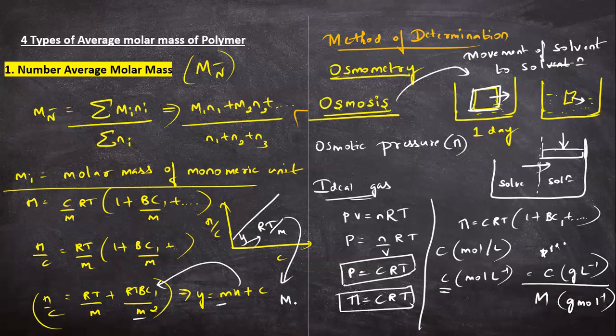This intercept RT by M is nothing but the number average molar mass, which is experimentally determined. So this much is important, guys. This value is important, this graph is important, and this last equation is important. Keep in mind. Clear? Okay, let's go on to the next type now.